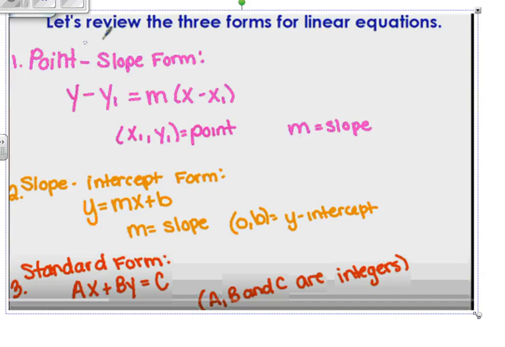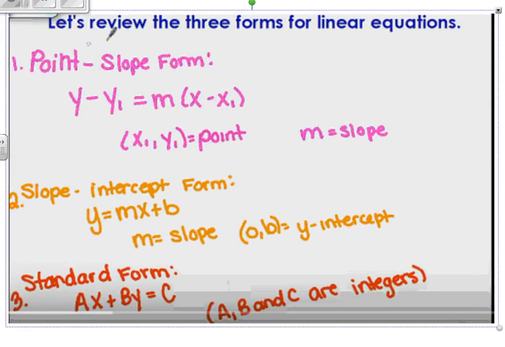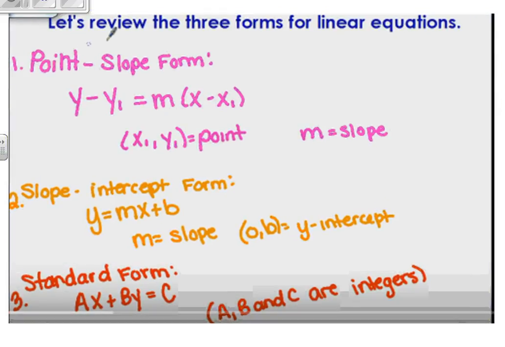So first thing I want to do is review all three of these forms for a linear equation. And you've talked about them with graph method and all that stuff too. The first one I want to talk about is point slope form. This is your x1, y1. This is the point that you're going to start at, where m is your slope. Okay? And slope intercept form, you're given slope and the y-intercept, that point. And then standard form, I want to make sure that you remember that a, b, and c are integers, which means positive and negative whole numbers. So if you don't remember this from the past, you need to take a second and write this down. Pause it if you need to, because we're going to move on.